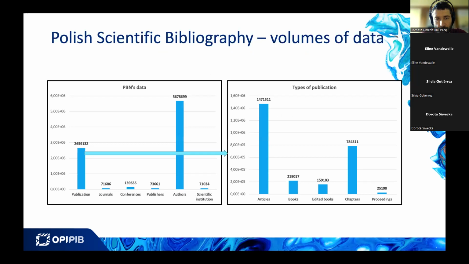During the last 10 years we have almost 3 million publications, about 100,000 journals, 100,000 conferences, and almost 6 million authors, because they are Polish authors but also co-authors. So if there is any publication with one author from Poland and other co-authors from other countries, we also collect this information in our databases. And I also show how these 2.6 million publications are distributed across different types: articles, books, chapters, and others.